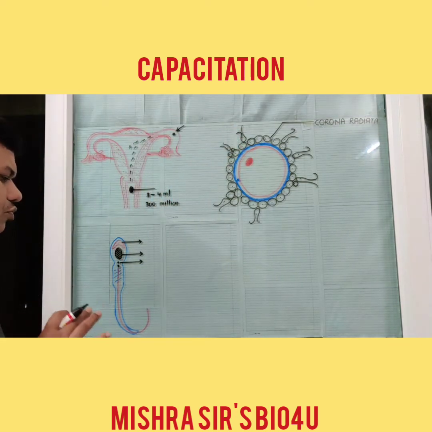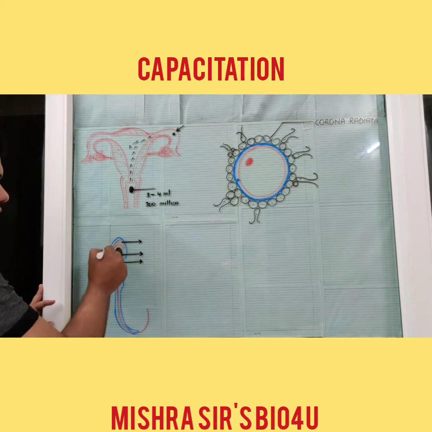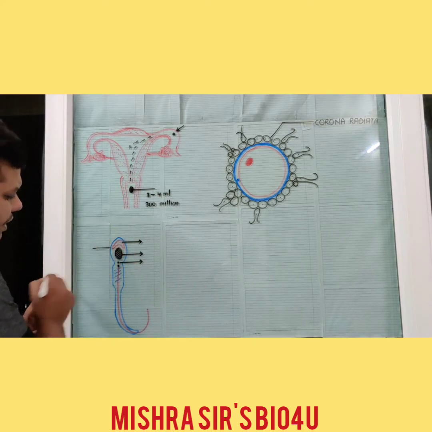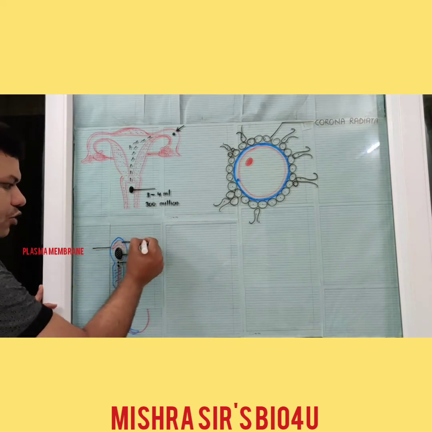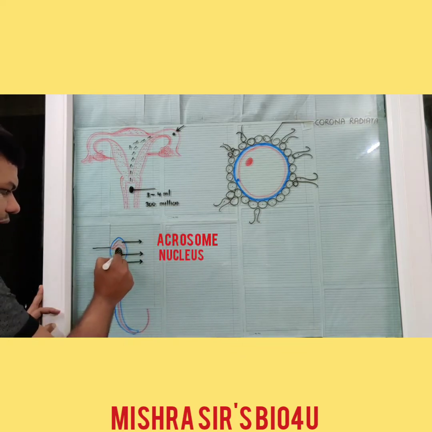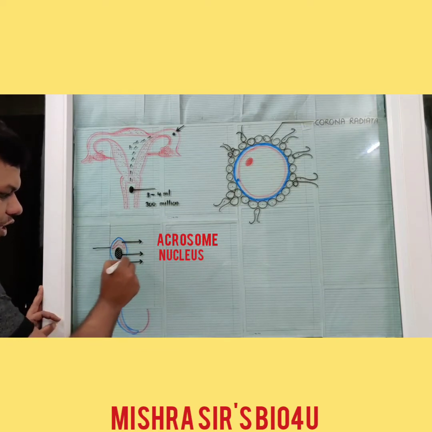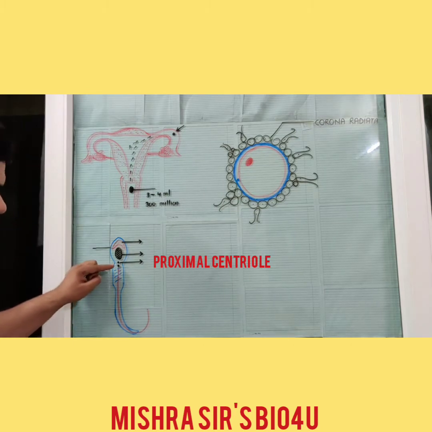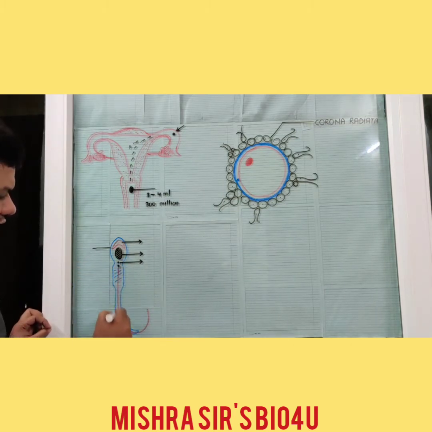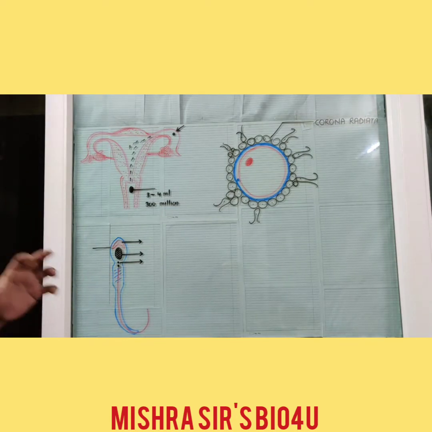Now, what happens during capacitation? I have drawn a rough diagram of a sperm. If you recollect, this blue one is the plasma membrane. The red part which you are seeing is the acrosome. This black part is the nucleus, which is haploid. This anterior dot is called the proximal centriole. The lower one is the distal centriole, and then the axial filament. These are mitochondria. Yes. Now what happens in capacitation?